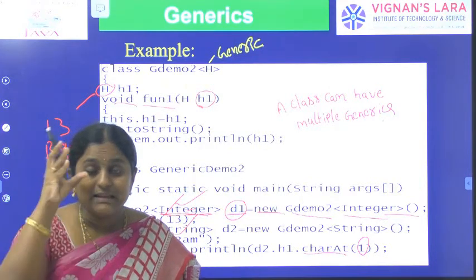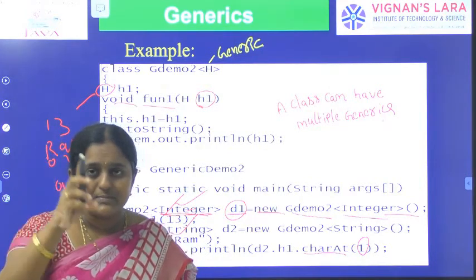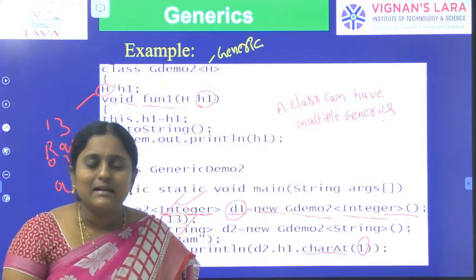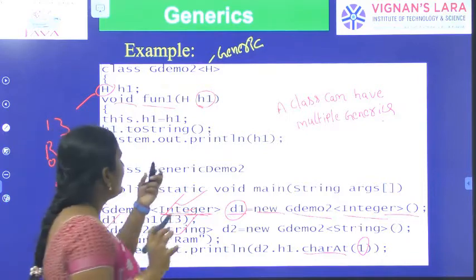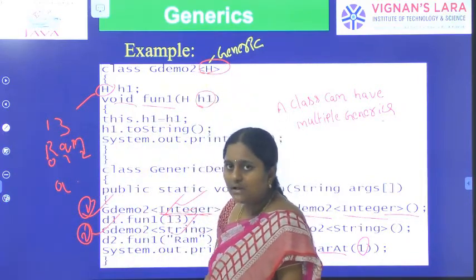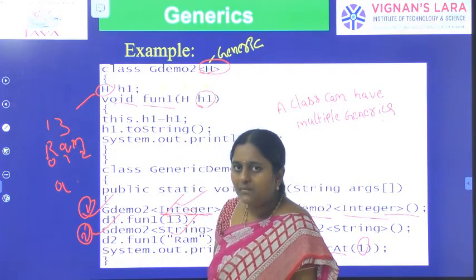Generic is an element whose data type is mentioned by the user at the time of creating an object of the class. With generics, a class can have multiple generics. Whenever the compiler finds this, it creates a generic type. A class can have multiple generics.